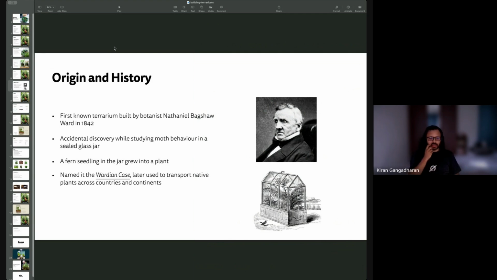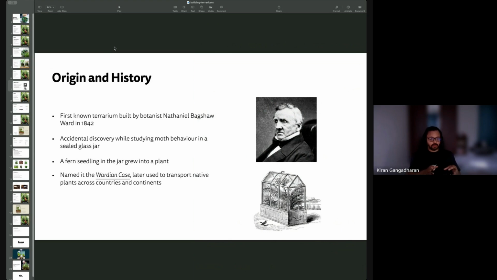looks like what that diagram shows, which is extracted from a book that he wrote on the finding that he made. So why this Wardian case is important, and why I'm actually mentioning it at all, is because it had a very big impact on both the field of botany as well as economies.